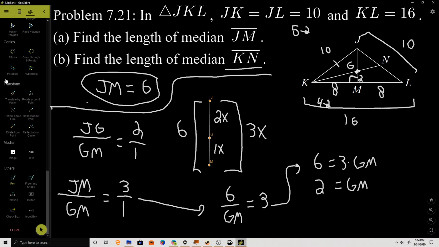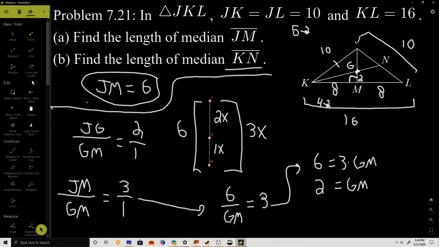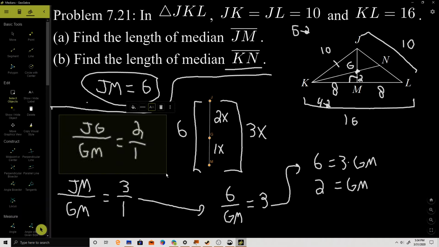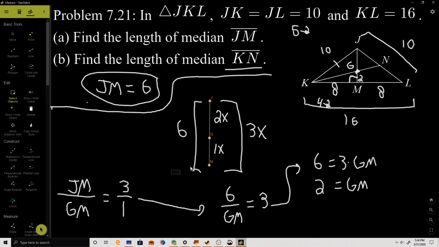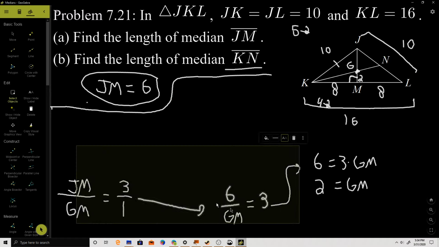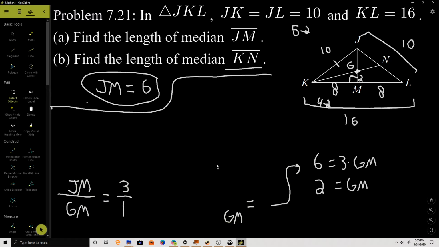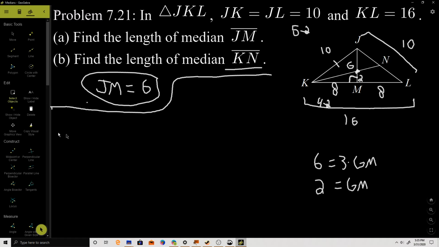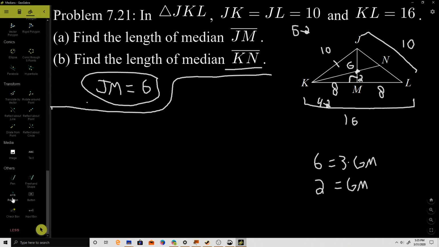Now, I'm going to erase some of the stuff because I wrote real big and didn't really think about it too much. So let's just get rid of some of this stuff because we don't need it anymore. And hopefully we understand how we got all that math. Okay. And let's get rid of this. Alright. So now we have established that GM is 2.